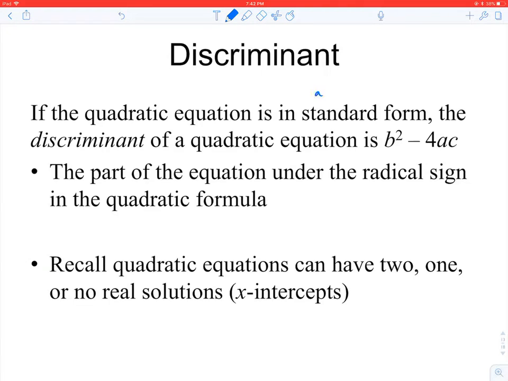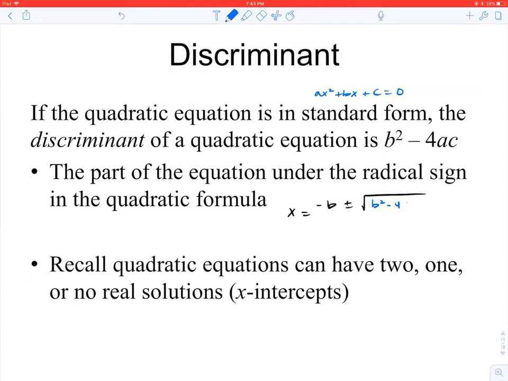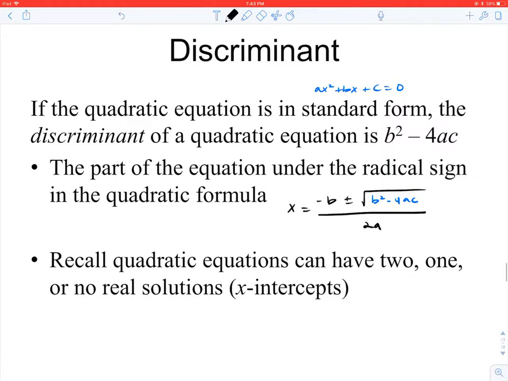Okay, so if a quadratic equation is in standard form, it is ax squared plus bx plus c equals 0. The discriminant of a quadratic equation is b squared minus 4ac, which should look very familiar, right? Our quadratic formula is x equals negative b plus or minus the square root of b squared minus 4ac, all over 2a. So b squared minus 4ac is referred to as the discriminant.